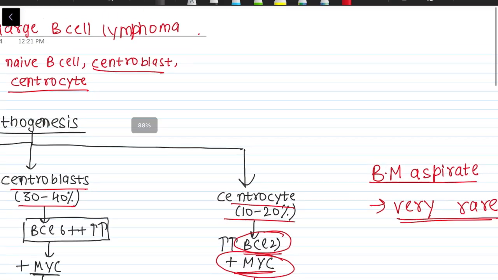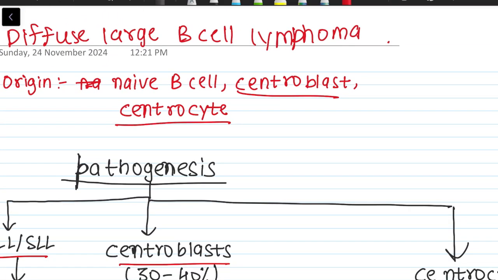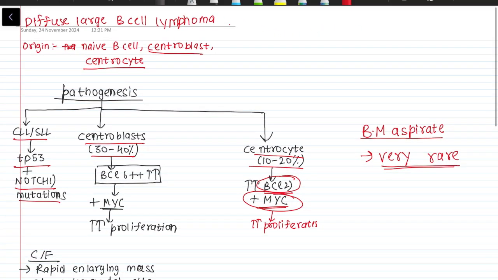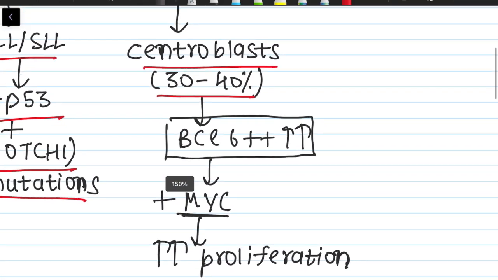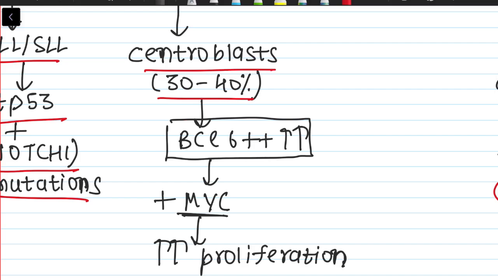And one more thing I wanted to tell you: diffuse large B cell lymphoma is one of the most common lymphomas, probably the most common non-Hodgkin lymphoma in the US. So this is the pathogenesis, in which there is a BCL6 mutation and then a MYC mutation. We call this double hit pathogenesis or double hit mutations, where two genes successively get mutated, which produces the full-fledged disease.